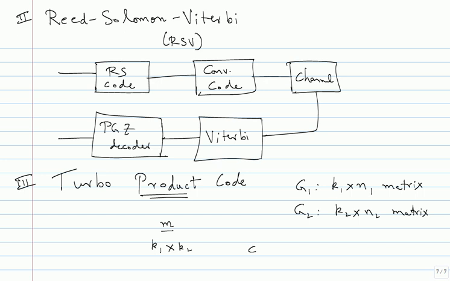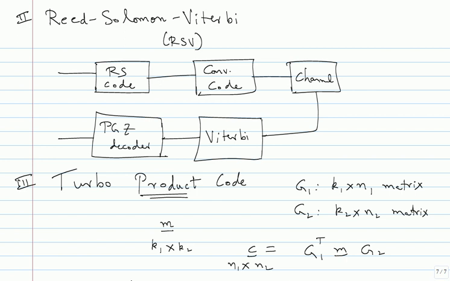So to form a code word C, I'm going to take M and multiply with G2 on the right. And then each column of MG2, I will encode with the code corresponding to G1. So when I do column, what should I do? I should multiply by transpose on the left. So I'll write G1 transpose. This is how I form my code word. So what will be the dimensions of C? N1 by N2. That's a very simple idea.